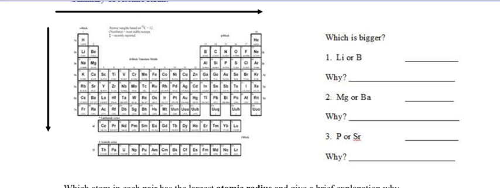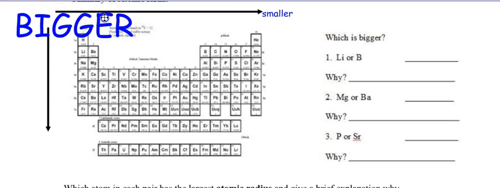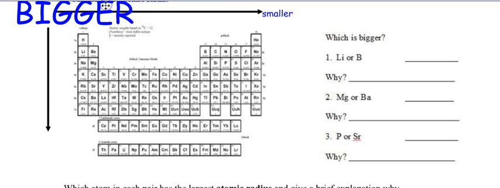So let's put this whole thing together, okay? As I go across the period, as I'm going this direction, what's happening? The attraction is going up. Why? More protons. So as attraction goes up, what happens to the size? It gets smaller. So as I go over to this side, what happens to the atomic radii? It gets bigger. So what about as I go down?